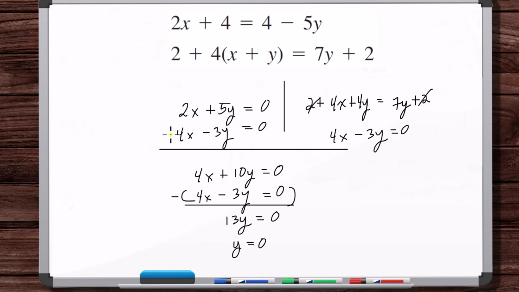So now let's take the first equation here. We've got 2x plus 5 times 0, so 2x is equal to 0, so x is equal to 0. So the solution here is the point (0, 0).